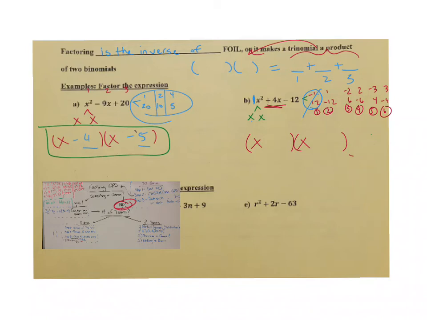And a lot of times, guys, I won't check the whole FOIL. I'll just do the outside and the inside. So the outside would give me minus 12x. The inside would give me 1x. Together, that's minus 11x. Right? So I would do that instead of checking all of FOIL.